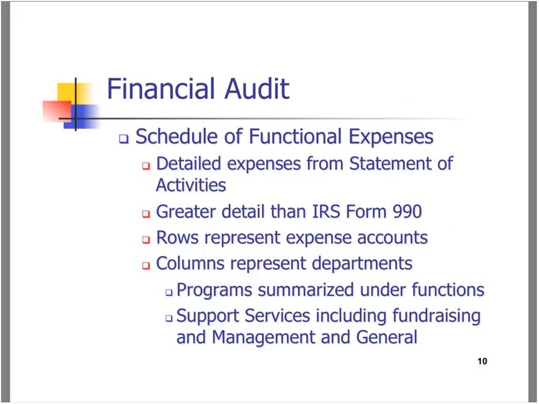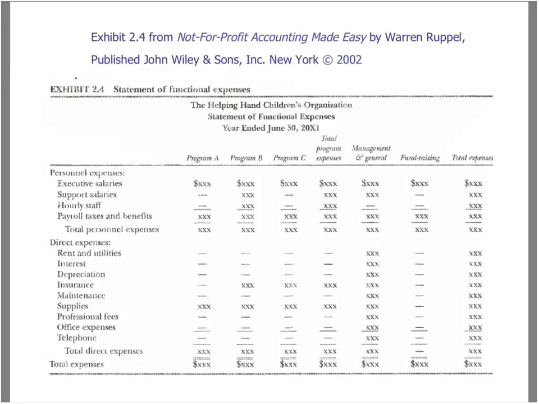The rows represent expense accounts. The columns represent departments. Programs may be summarized on a variety of functions. Support services, including fundraising and management in general, are separated. And so in the next slide, you get a sample of this.